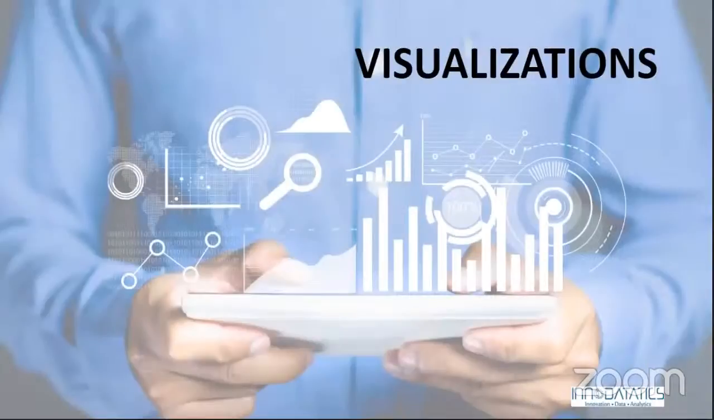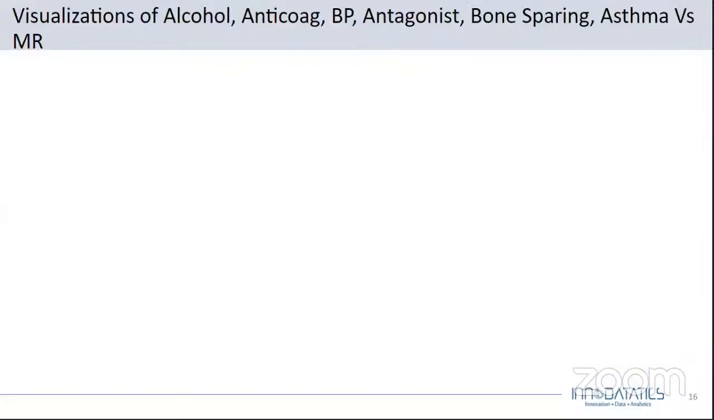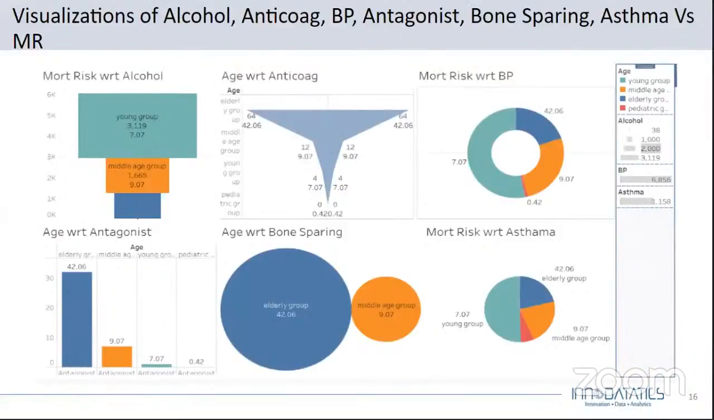Thank you, Akila. Now I am going to explain the visualizations of some of the diseases that are affecting mortality risk. Here you can clearly see the visualizations with respect to the mortality risk considering alcohol, anti-coag, BP, antagonist, bone sparing, asthma.